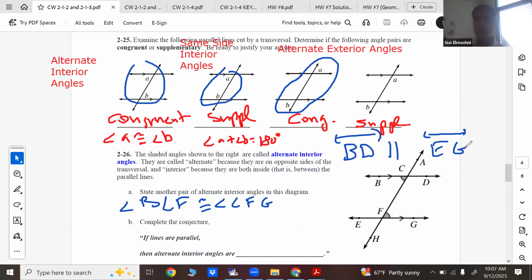That could work, right? When that happens, when these are parallel, the alternate interior angles like BCF and CFG have to be the same. So if lines are parallel, alternate interior angles are congruent. We use that little symbol for congruent. Okay, let's keep on moving.